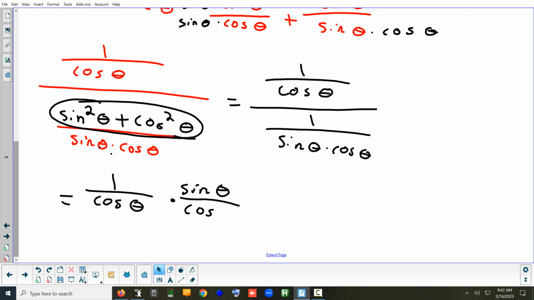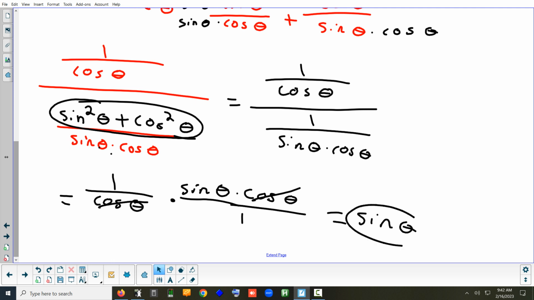Okay, so now we multiply those together, and what's going to happen there? Cosines cancel out. And what are we left with? Sine theta. 1 times sine is sine theta.